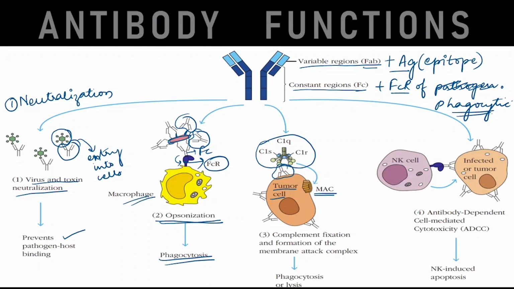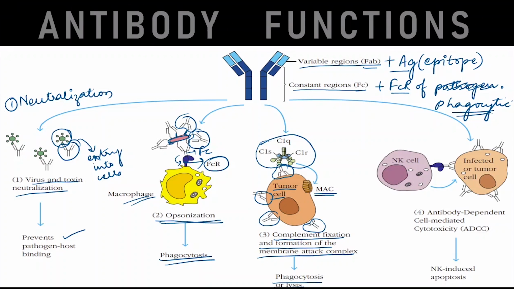So here we can see that these are antibodies recognizing, and further initiating the complement cascade. So, complement fixation and formation of the membrane attack complex. So what will happen after the membrane attack complex? There will be lysis of the cell or phagocytosis of the cells.